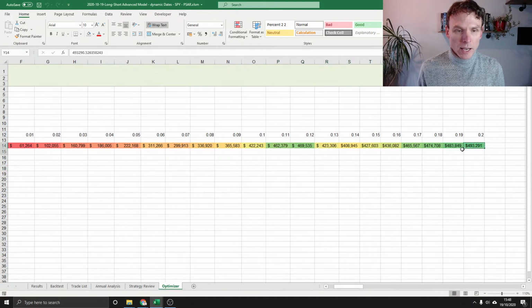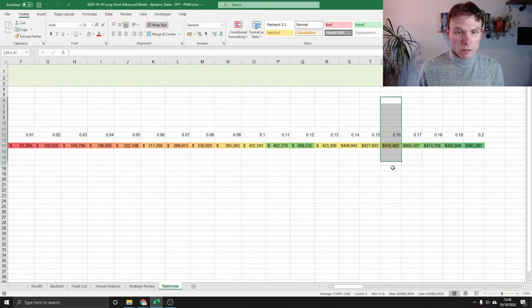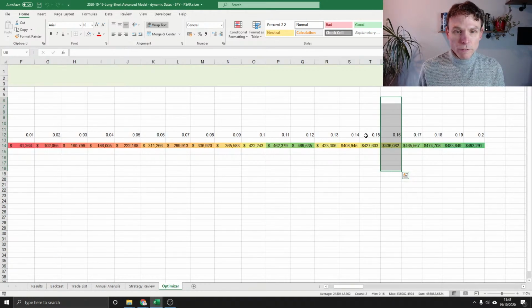However, what we have here again is quite a stable range. If we take everything in this range here, we've got quite a lot of stability. We've got an average of about 450,000. And the best results again appear to be off the chart here. So if we were to go higher, we may get a better back-tested result. But what we can see here is the 0.16 that I had on there is pretty fair. It's more or less in the middle of this range here.